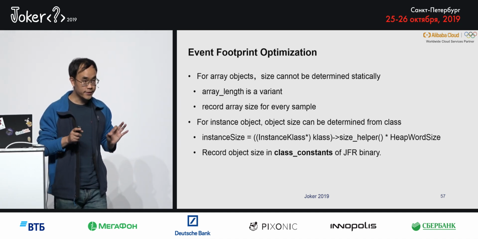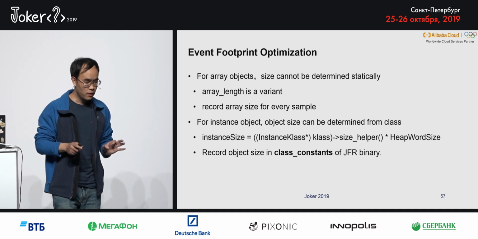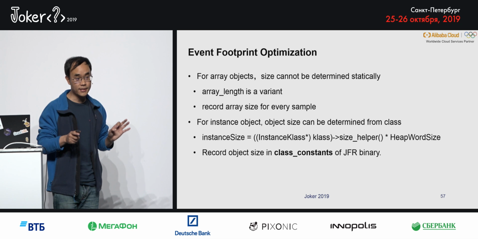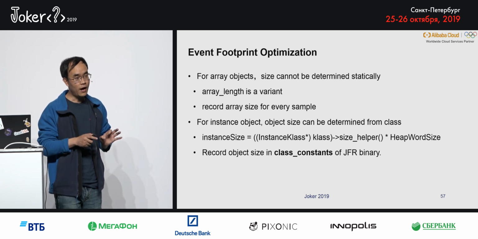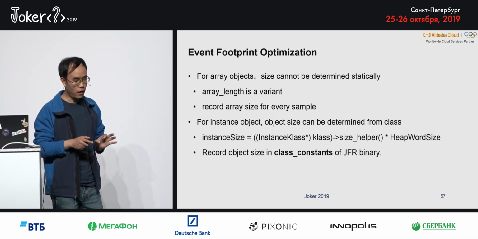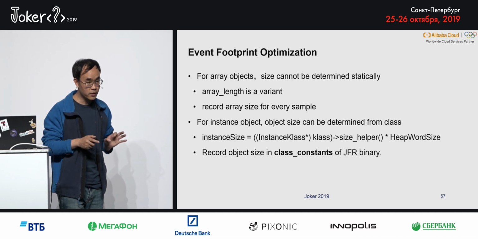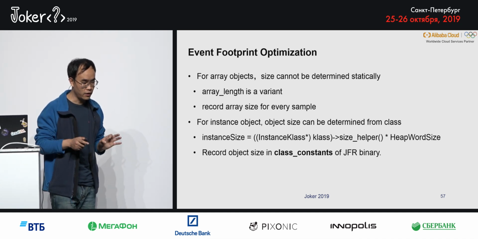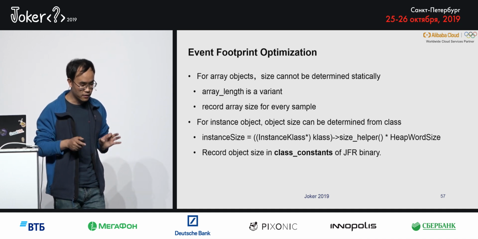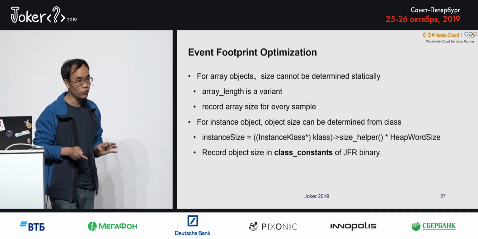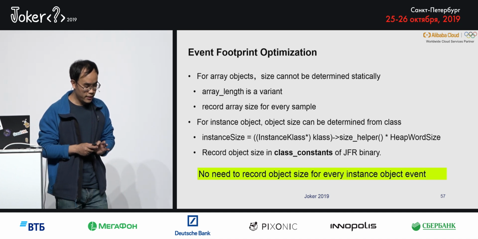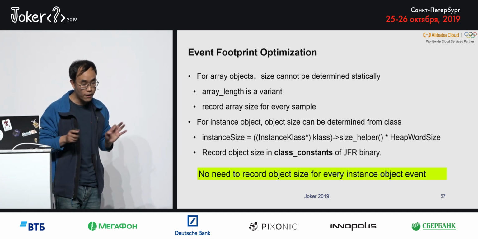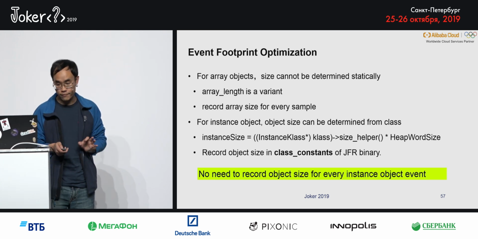But for instance object, it's different because the size of instance can be deduced from class type. So if and only if all the instance object allocation events belong to the same class type, then we can just record the object size in the class constants of the JFR binary. So the key consideration here is we do not need to record the object size for every instance object event.